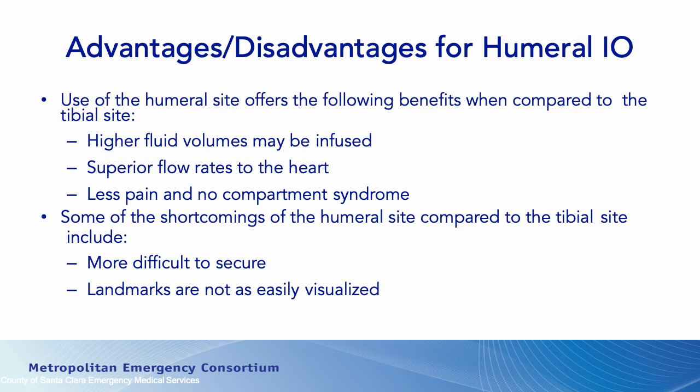Why would you pick a humeral IO versus a tibial? Well, the humeral site gives you higher volumes, which we talked about before. It gives you better, quicker flow rates to the heart. So if you push a dose of epinephrine, it's there within seconds. It seems to cause less pain for the patient, and your risk for developing compartment syndrome, like our case example, is much less than if you use the tibial location.